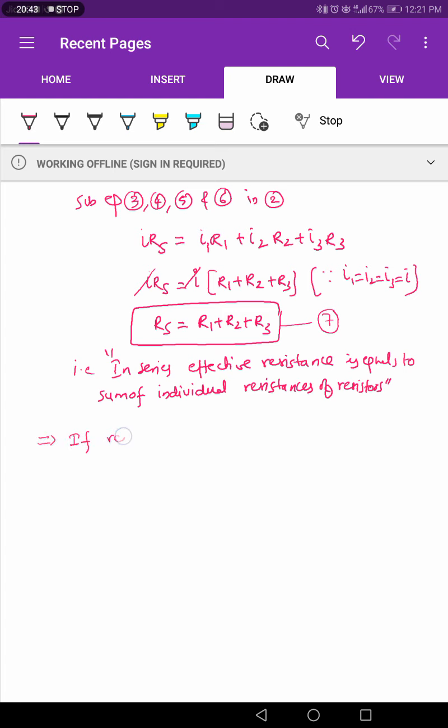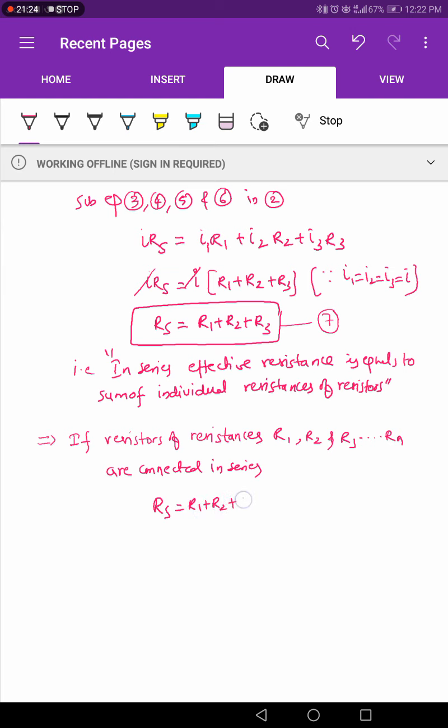If resistors of resistances R1, R2, R3 and so on, Rn are connected in series, therefore we can write Rs is equal to R1 plus R2 plus R3 plus Rn.